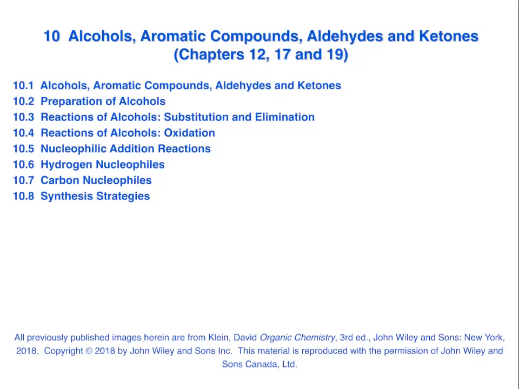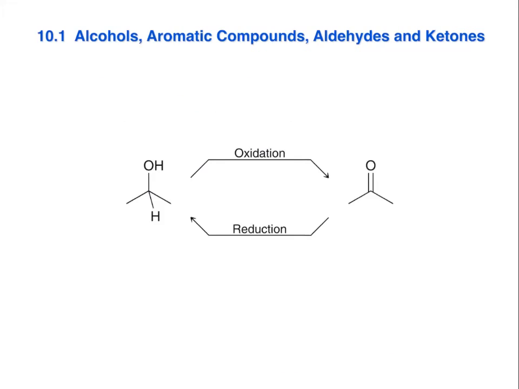In this video, we're going to cover section 10, alcohols, aromatic compounds, aldehydes, and ketones. The material that we cover in this section can be found in the text in chapters 12, 17, and 19. Specifically, we're going to cover 10.1, which will look at the nomenclature of these four families of compounds. Now, before we get into the nomenclature of these compounds, I want to highlight one aspect of this section that we'll be covering in more detail.